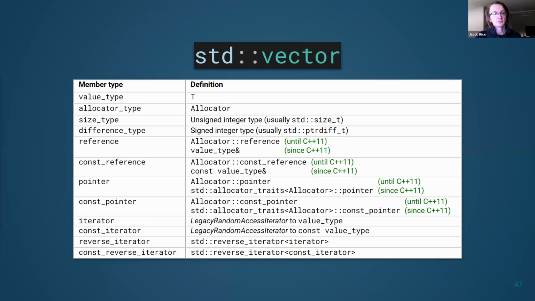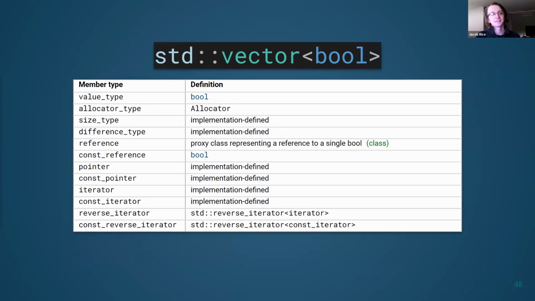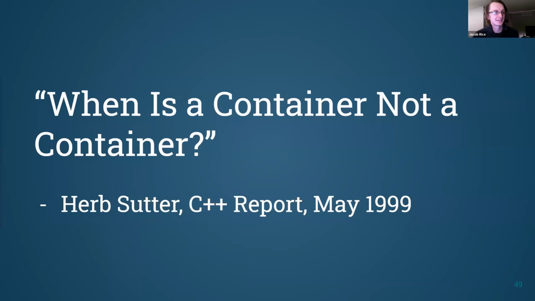But unfortunately, it means that instead of having all of these nice types defined like std vector has, so like const reference is a const value type ref, vector of bool looks like this. Everything is implementation defined. Our const reference is just a bool by value, which is weird. And our reference is a proxy class representing a reference to a single bool. So this has all been in the standard for a long time. It was addressed in this paper by Herb Sutter in '99. So this is nearing 22 years old now? It's an old problem.